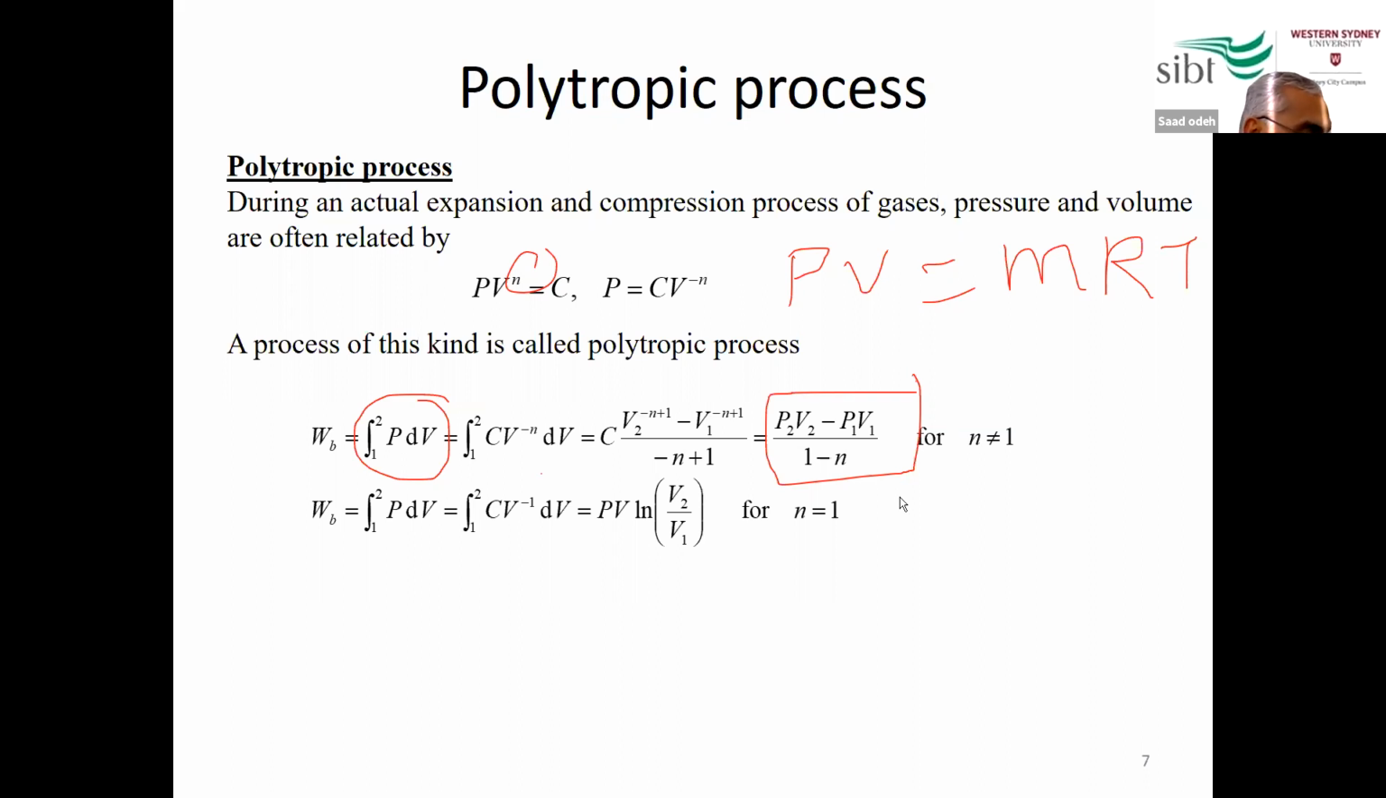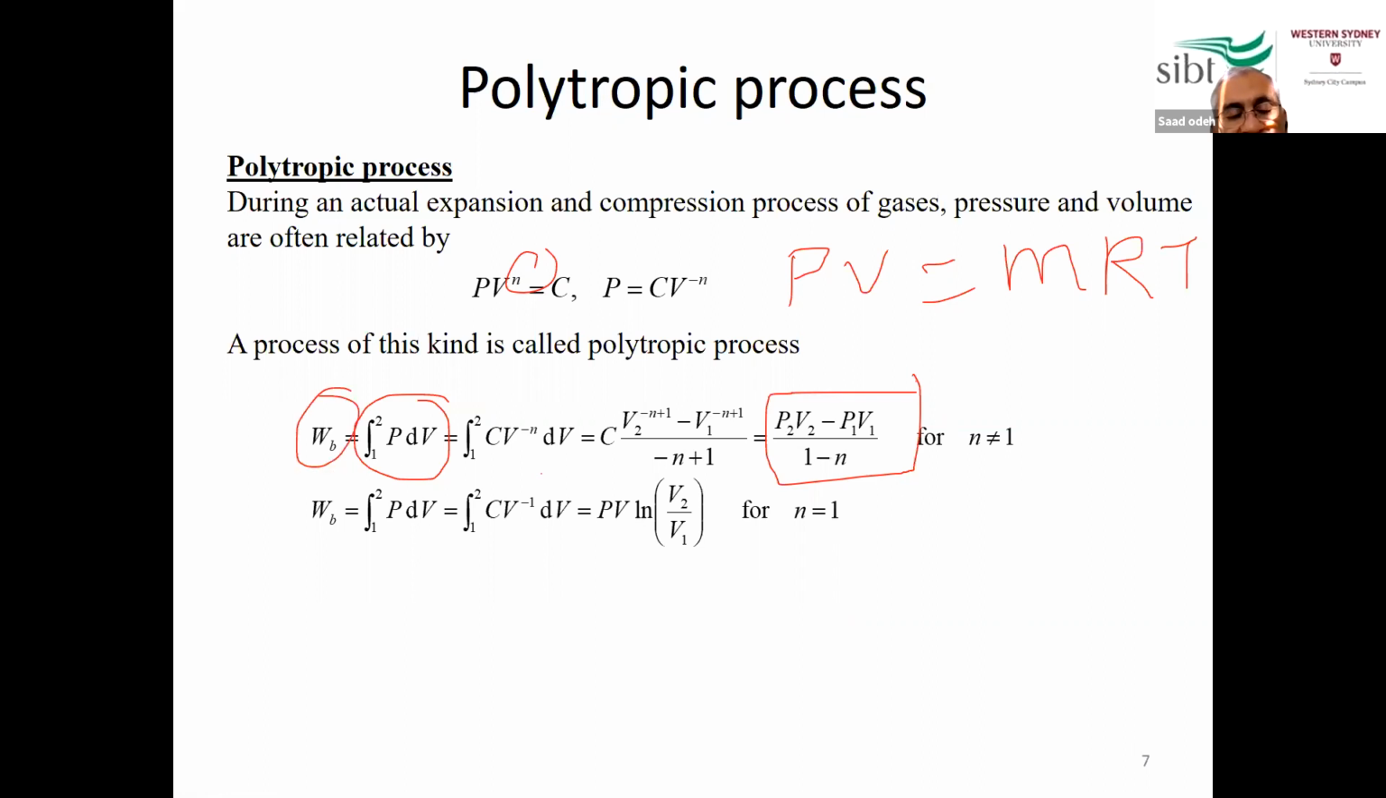The n is the power of the polytropic process, and n shouldn't equal 1. If it's 1, then it's an ideal process. But for an actual process, n should be greater than 1 or less than 1, depending on the process. So this is, in brief, how to find the work in a polytropic process.